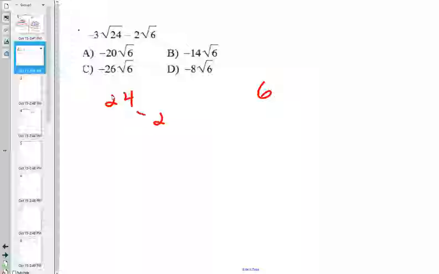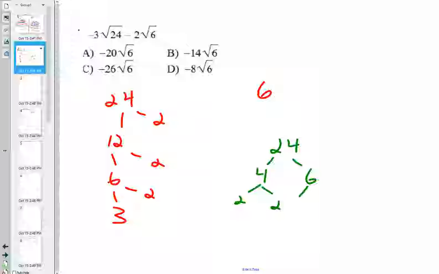So I brought out a 2 first because I know 24 is even. What's 24 divided by 2? 12. 12 is still even, so 2 again is 6, and that's still even, with 2, which is 3. Either way that we did it, that's exactly right. Regardless of which way I did it, you still end up with three 2s and a 3.